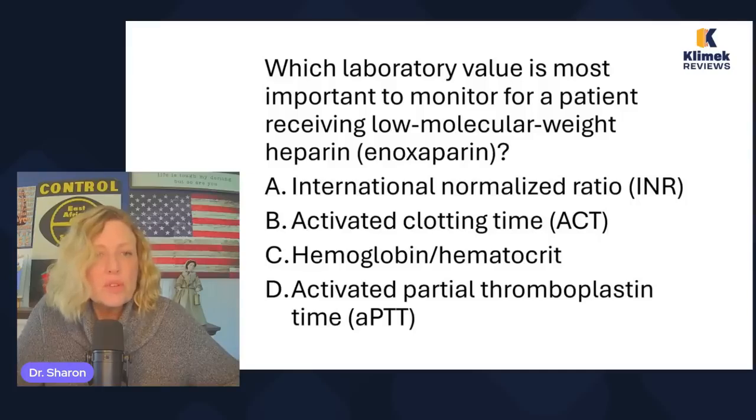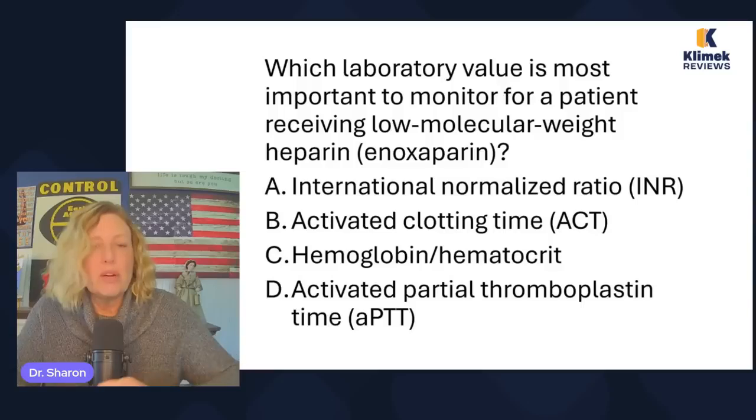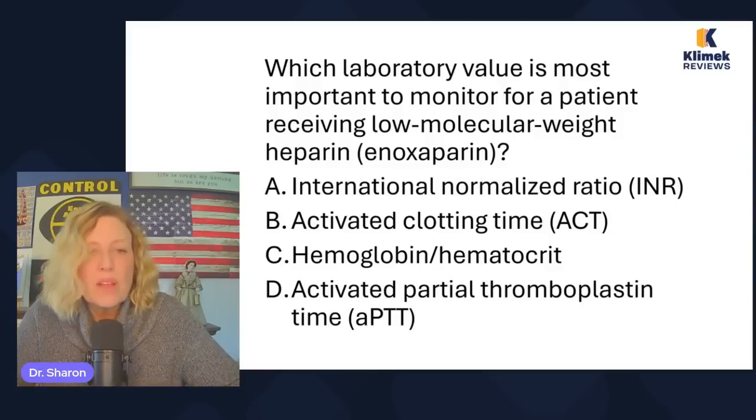Which laboratory value is most important to monitor for a patient receiving low molecular weight heparin, enoxaparin? International normalized ratio, activated clotting time, hemoglobin and hematocrit, activated partial thromboplastin time. So INR is for Coumadin. PTT is for heparin. I have to be honest, I don't know what the activated clotting time is right offhand. I would have to look it up. But we don't really monitor anything for Lovenox. We just want to make sure they're not bleeding.